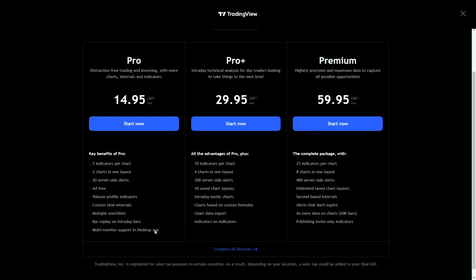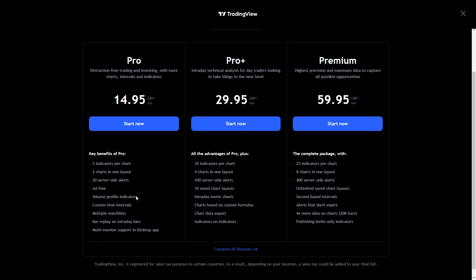The multiple monitor support in desktop, that is going to be useful for those who are running multiple strategies or multiple charts per strategy, and also you've got a desktop setup that allows you to do that. I use multiple desktop windows, so I found this quite helpful, but it's probably not a necessity.